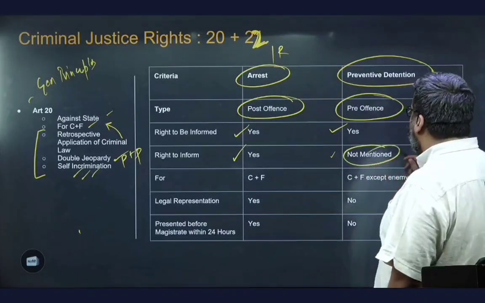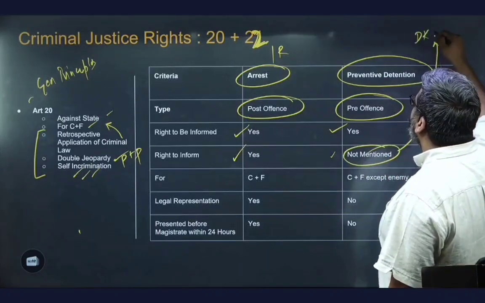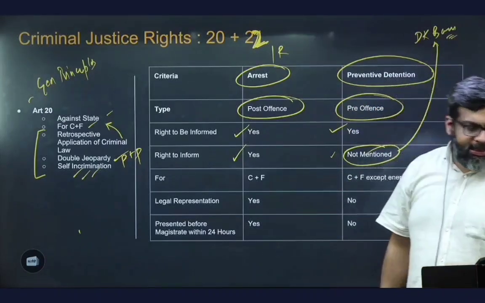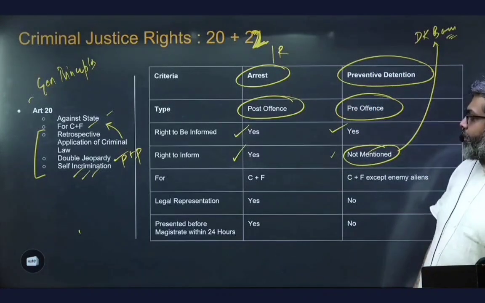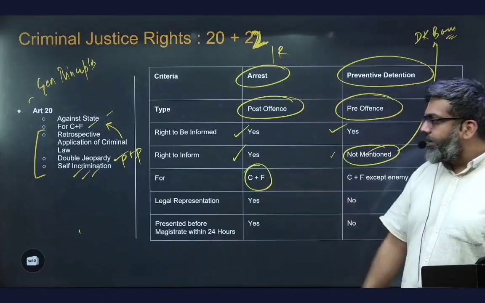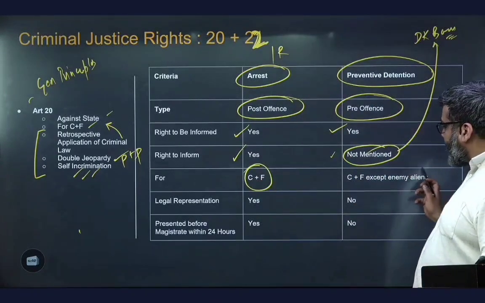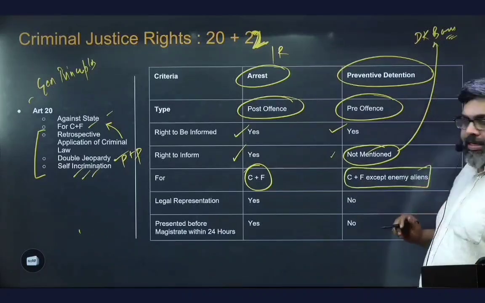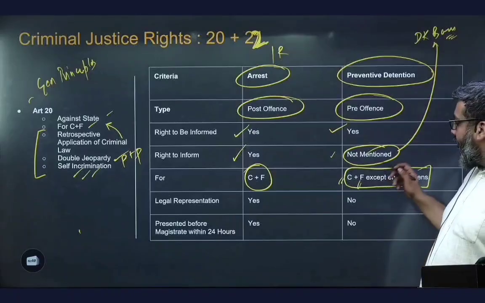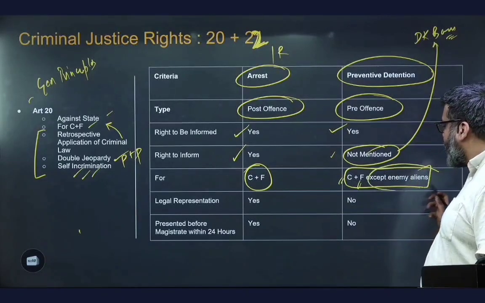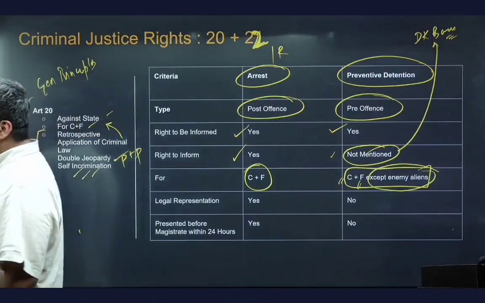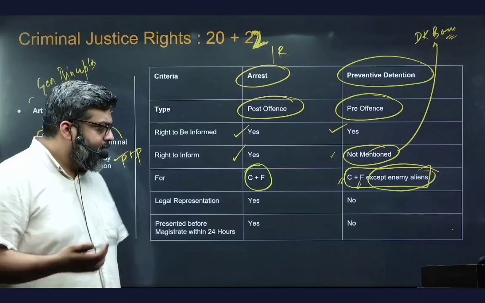The Supreme Court, in the case of D.K. Basu, says that you should, and there are massively brilliant guidelines given by the Supreme Court. Now, protections against arrest are available for everyone, citizens and foreigners, but protections against preventive detention are available against citizens, and also against foreigners, except those foreigners who are enemy aliens. Why? Because enemy aliens could be spies, could be agents, etc.